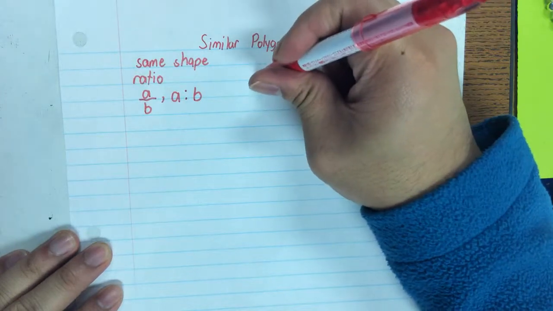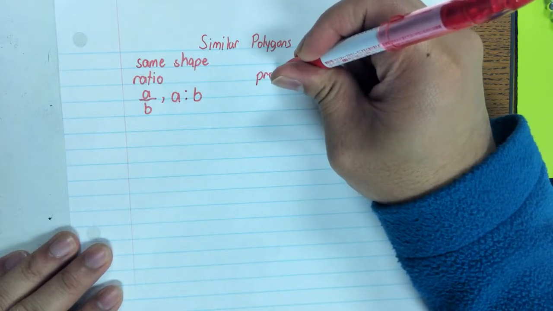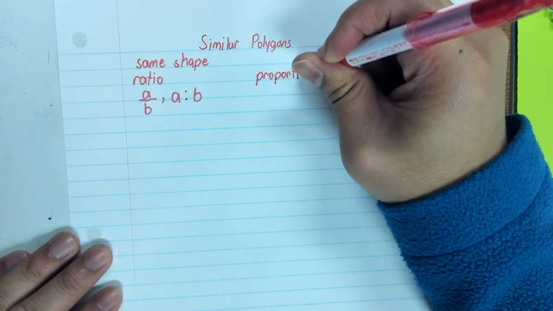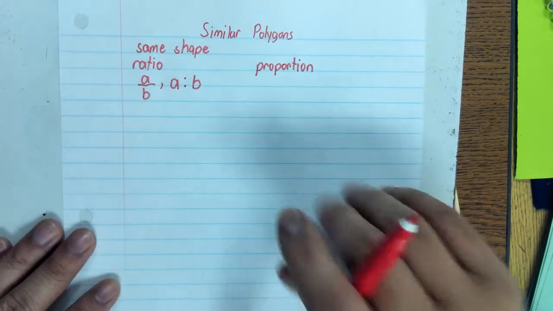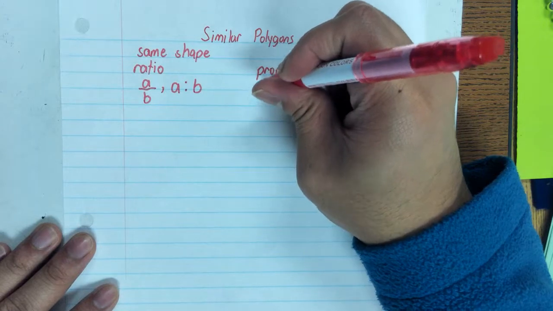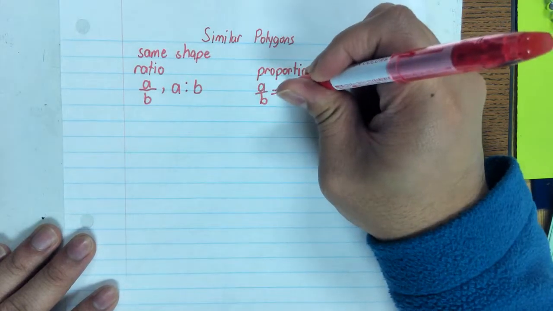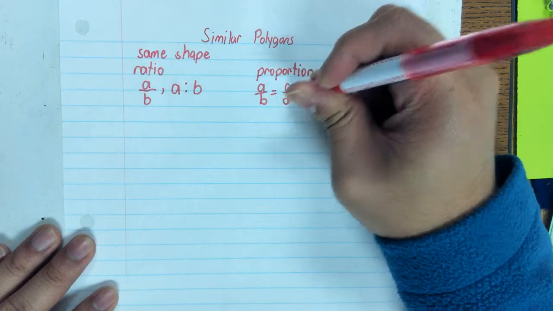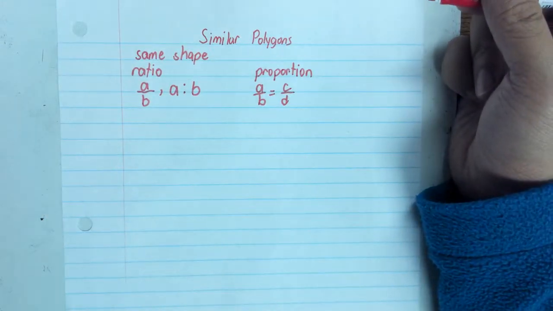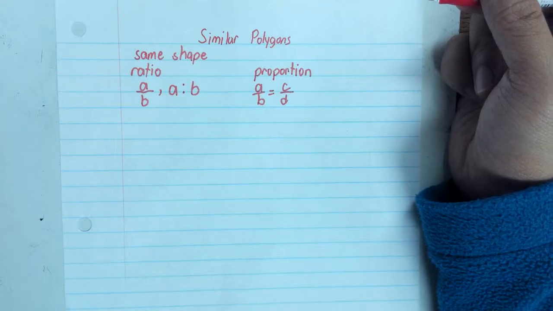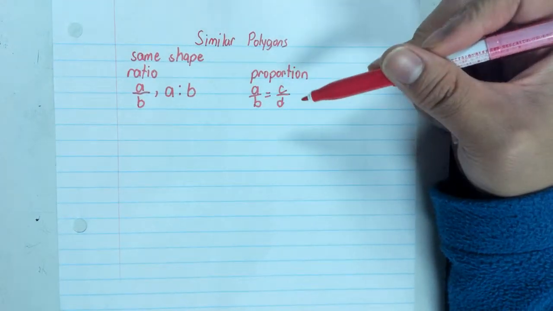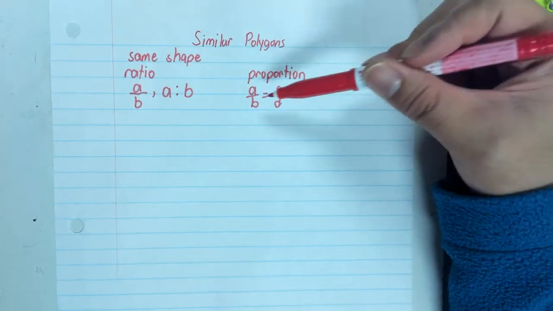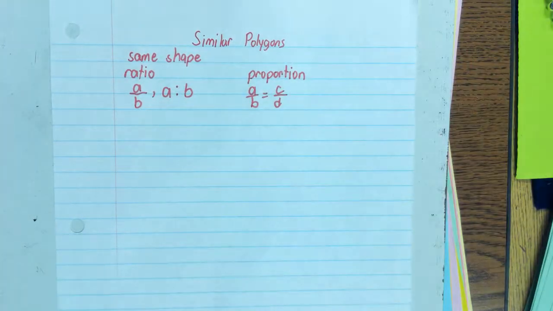Next one is proportion. Proportion is when you have two or more ratios that are equal to each other. So we have A over B equals C over D. We say two shapes have a proportional size when this ratio equation works out, when your first ratio equals the second ratio.